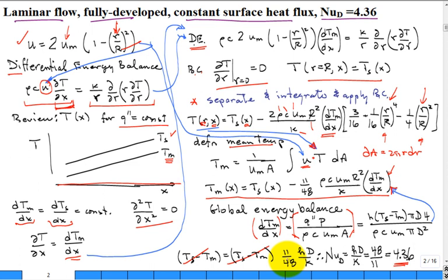Simplify, you find out that 11/48 times hD/k is equal to 1. Or you rewrite this as the Nusselt number, defined as hD/k, is 48/11, which nobody reports as 48/11. They just say it's 4.36. So there you go. That's the derivation.